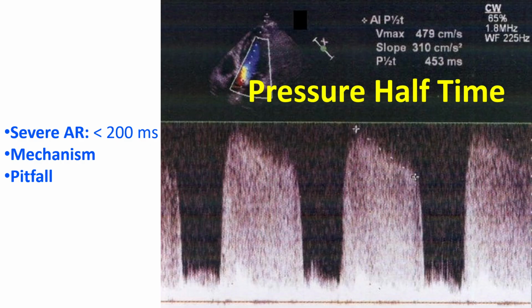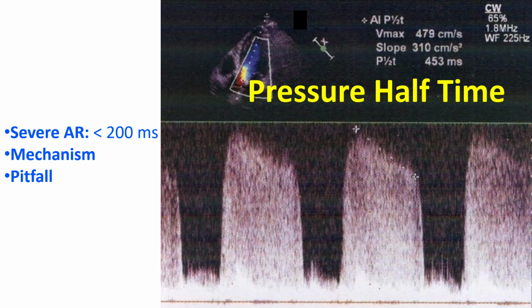While PISA provides a snapshot, spectral Doppler provides insight into the hemodynamics of the entire cardiac cycle. Pressure half-time measures the rate of pressure equalization between the aorta and the left ventricle during diastole. For severe AR, pressure half-time is less than 200 milliseconds. Mechanism: as the LV fills rapidly from the aorta, the pressure gradient drops quickly.